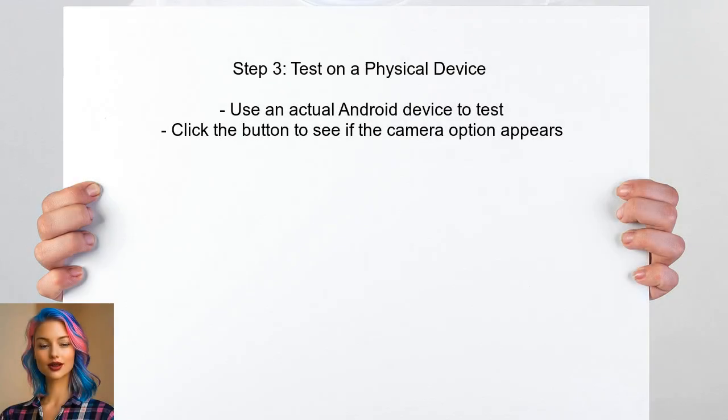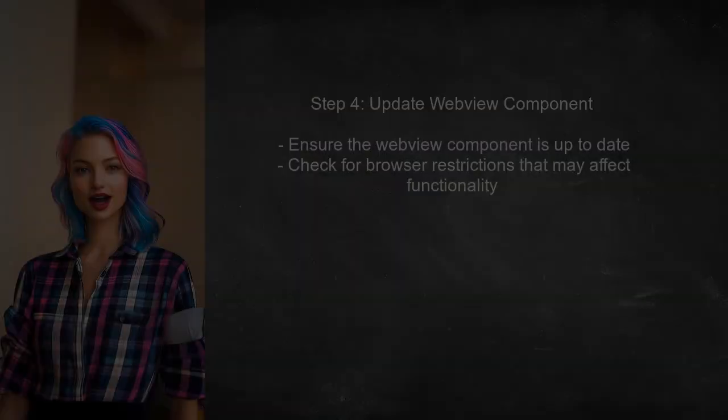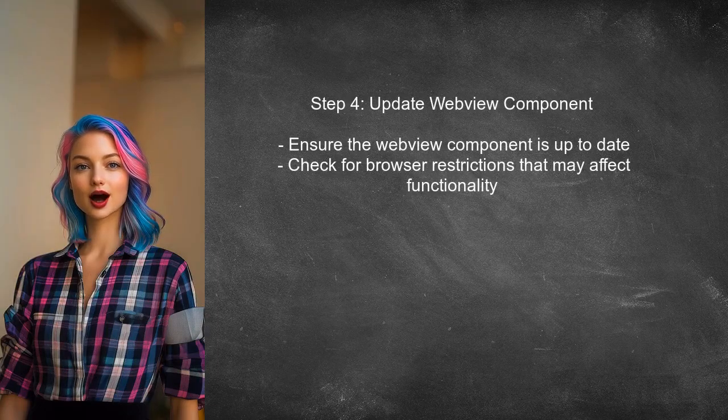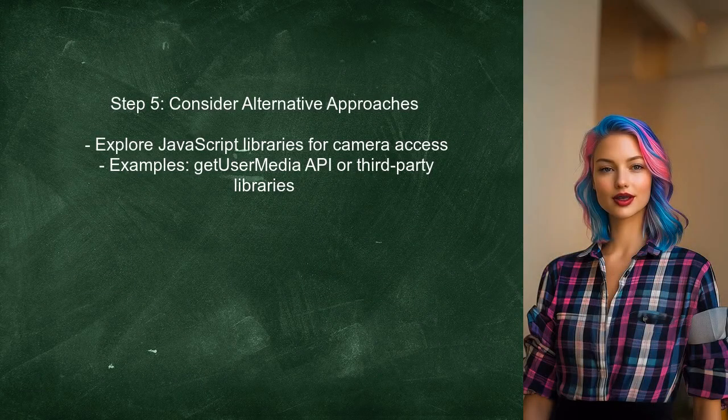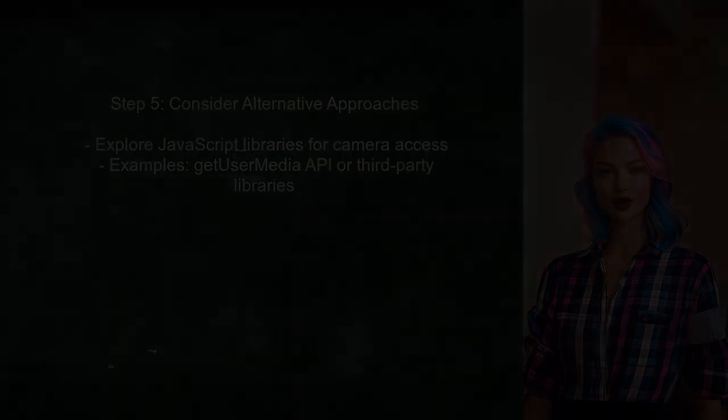After confirming the settings, the user should test the functionality on an actual device. The camera option may not appear in emulators, so testing on a physical device is essential. If the camera option still does not appear, the user may need to update their WebView component or check for any restrictions imposed by the browser being used. Lastly, if the issue persists, the user should consider using a different approach, such as integrating a JavaScript library that handles camera access more effectively.